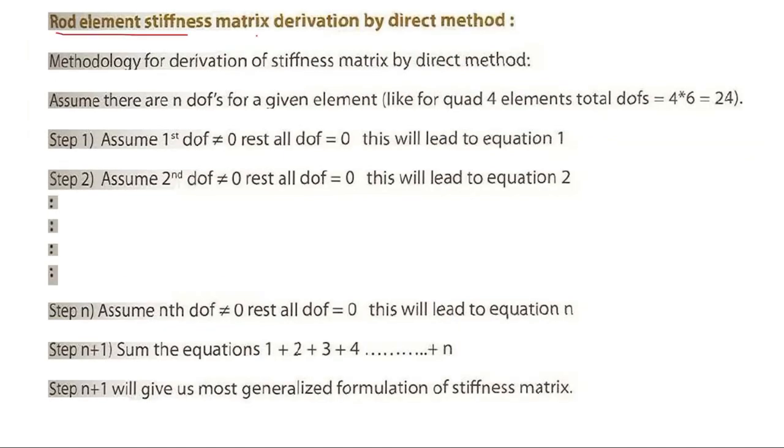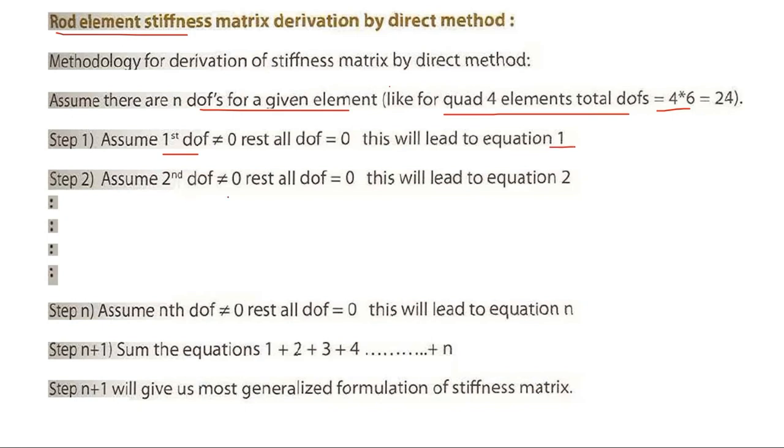Raw element stiffness matrix derivation with direct method. If you see one example, maybe assume there are n degrees of freedom for a given element like quad 4 elements. Total degrees of freedom is 4 into 6 is 24. Assume first degree of freedom is not equal to 0, rest are 0. This will lead to equation 1.